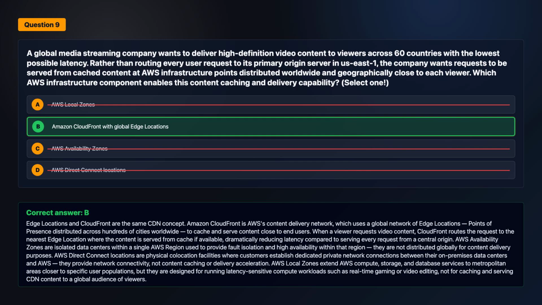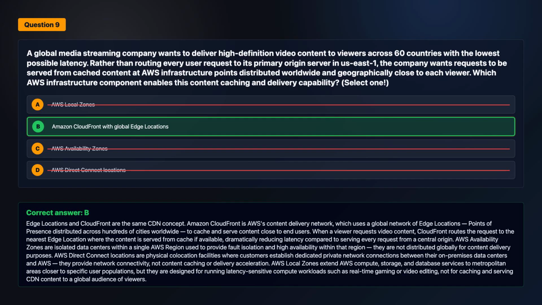AWS availability zones are isolated data centers within a single AWS region used to provide fault isolation and high availability within that region. They are not distributed globally for content delivery purposes. AWS Direct Connect locations are physical colocation facilities where customers establish dedicated private network connections between their on-premises data centers and AWS. They provide network connectivity, not content caching or delivery acceleration.